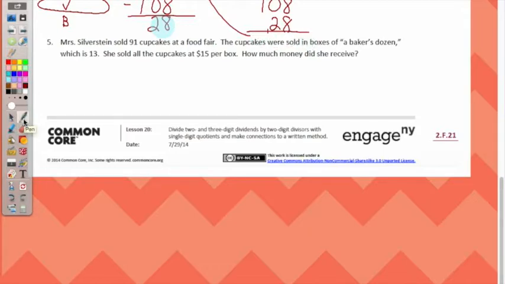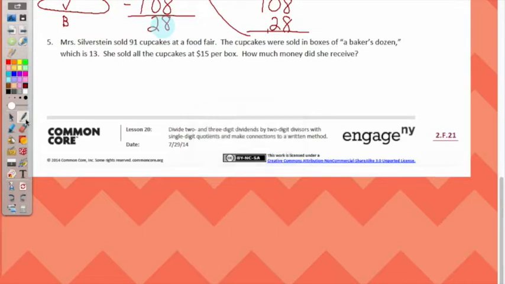So this says Mrs. Stein sold 91 cupcakes at a food fair. The cupcakes were sold in boxes of a baker's dozen, which is 13. She sold all the cupcakes at $15 per box. How much money did she receive? Now this is a two-step problem. I want you to talk to your group about what you think you're going to do first.